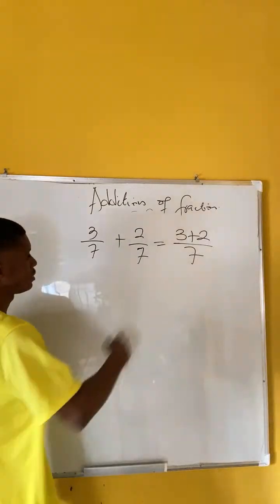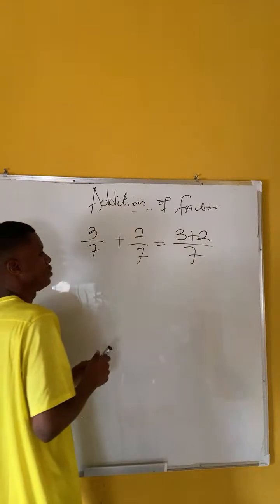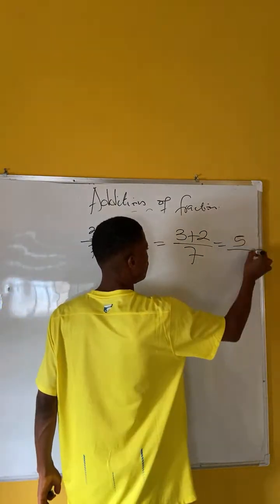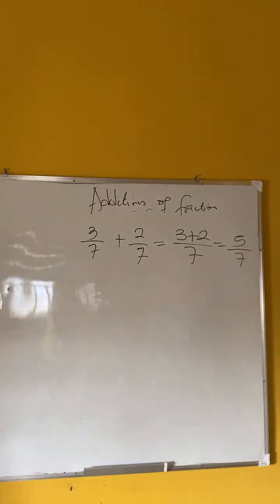So here, what are you getting? 3 plus 2. 3 plus 2 is what? 5. You are done. The answer is 5 over 7. Very simple. So when you are adding two fractions, and you notice that the fractions have the same denominator, all you have to do is just add their numerators.